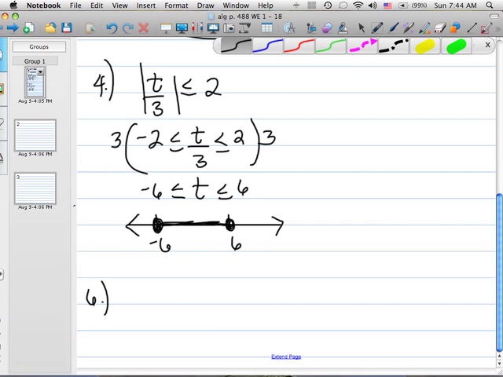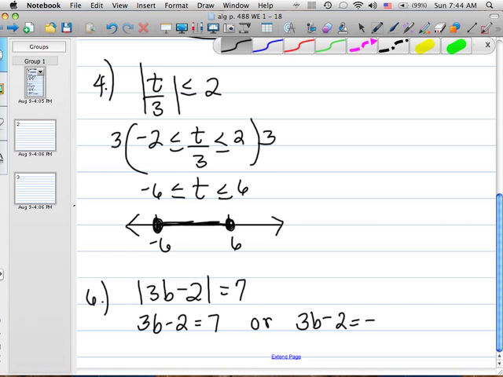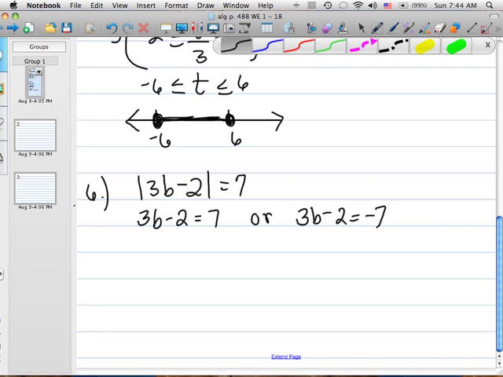Problem number 6, we have the absolute value of 3b minus 2 is equal to 7. It's an equal to problem, so we have the bullhorns. Equal to 7, the 2 dots, or 3b minus 2 equals negative 7. Solving for b, we add 2, and we get 3b equals 9. Divide by 3, and b equals 3.